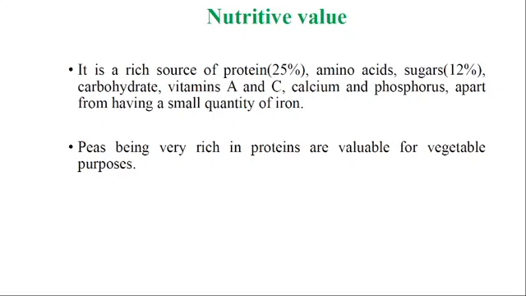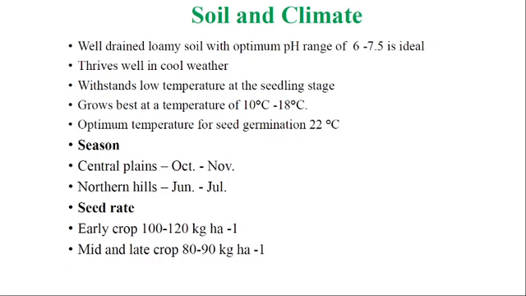It is rich as a source of protein, about 25%. Also, amino acids, sugar, carbohydrates, vitamins A and C, calcium, phosphorus, and a small quantity of iron are present in the pea. The peas, being very rich in protein, are valuable for vegetable purposes. So this is the important nutritive value of peas, and so we use pea as a good vegetable in our day-to-day diet.